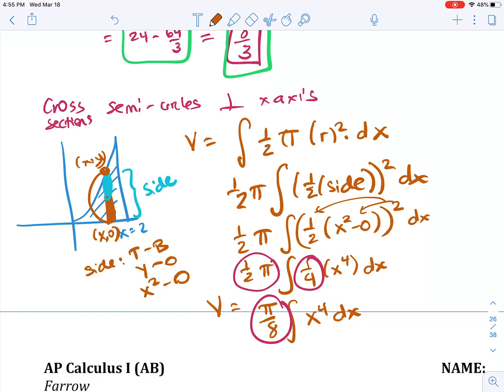You could definitely evaluate it if I needed to. The only thing that I'm missing on here for full credit of the setup is limits of integration. And I know I'm supposed to get them from the x-axis. That would be 0 and 2. This is low.